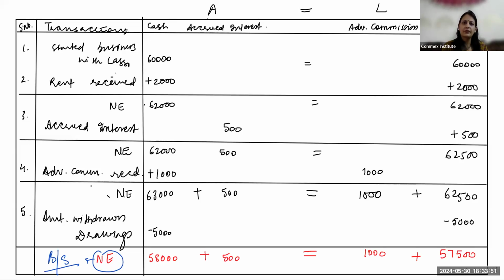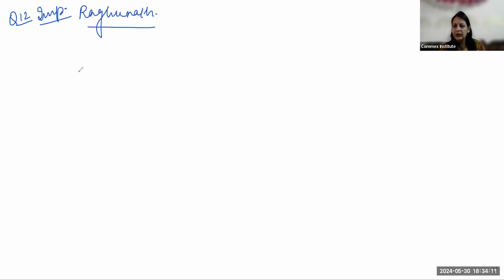Navishi? Done. Okay. So now moving on to question number 12. This is important. Now come to question number 12 quickly. Those who are having the old books, please check this question. You'll find it. So this is: Raghunath had the following transactions in an accounting year.